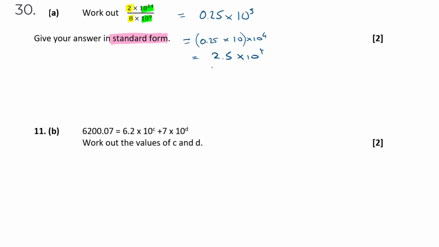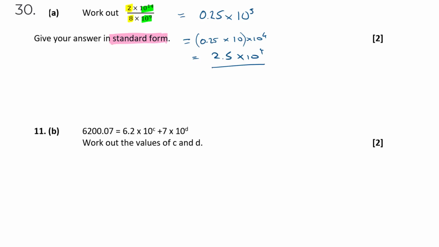And that is in standard form, and my mantissa is 2.5, which is in the proper range, and it's expressed as a power of 10. Okay, 2.5 times 10 to the 4. Right, part B says 6200.07 is 6.2 times 10 to the C plus 7 times 10 to the D. Work out the values of C and D.